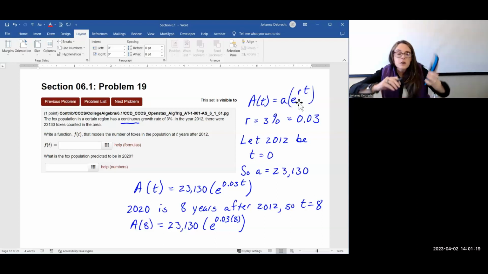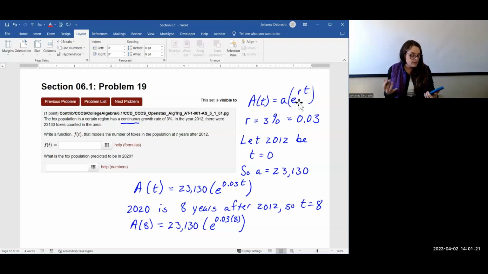All right. So in my case, it's above the ln key. Above the ln key, you have e to the x. So I hit second and then ln, and that gives me e to a power. And I'm going to put in 0.03 times 8, and then hit equals.